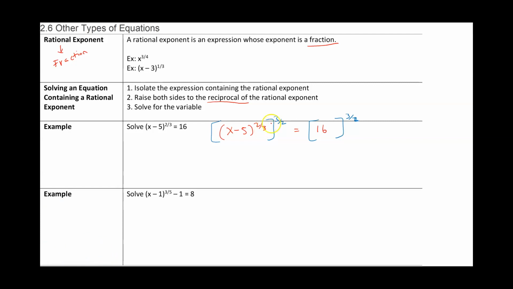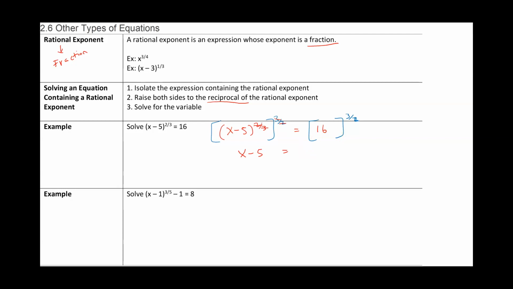When we have a power raised to another power, we multiply those together. And 2/3 times 3/2 multiply to 1. So all we have on the left side is x minus 5. The 2/3 and 3/2 undo each other, which is why we have to raise the left side to the power of the reciprocal. On the right side, we have 16 raised to the 3/2 power.